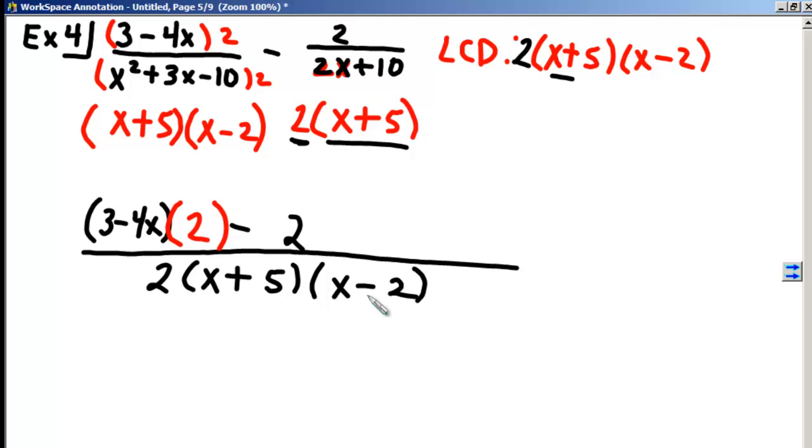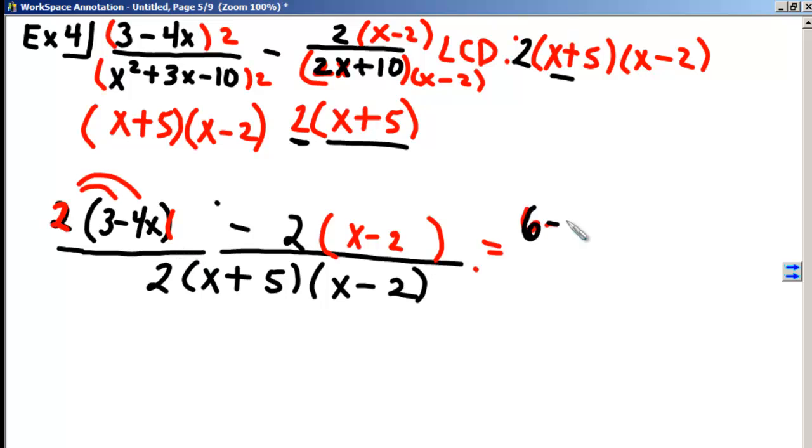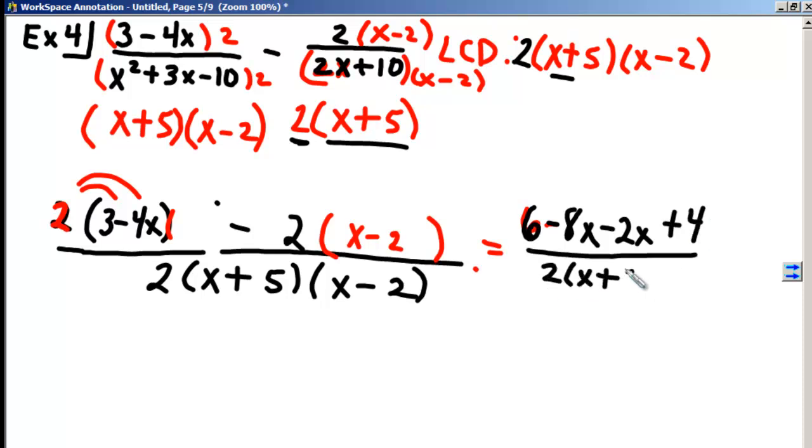In the second expression, I need to know what I'm multiplying the 2 by. Well, look at my denominator. I have a 2 and x plus 5, but I'm missing an x minus 2. So this is what I need to multiply both the top and the bottom by. Now we distribute and simplify. 6 minus 8x minus 2x plus 4 over our denominator.